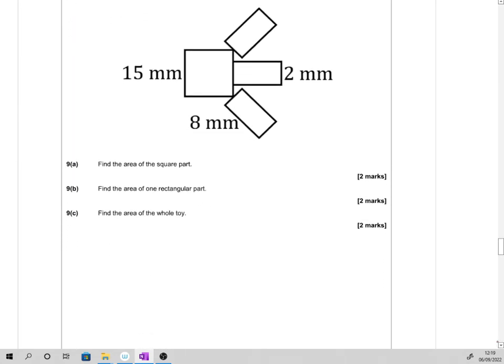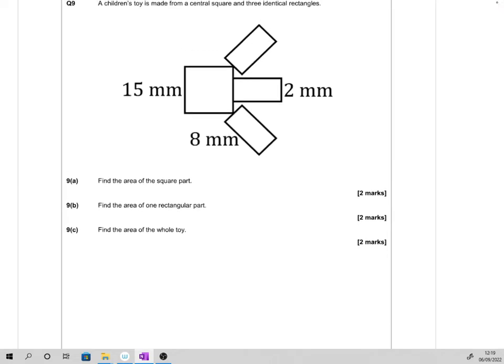Children's toys made from a central square. You can't see that, can you? And 3 identical rectangles. So the area of the square part is 15 times 15, which I think is 225, isn't it? 15 times 15, yes, is 225 millimeters squared. The area of one rectangular part, they're all the same, so it's going to be 8 times 2, which is 16 millimeters square.